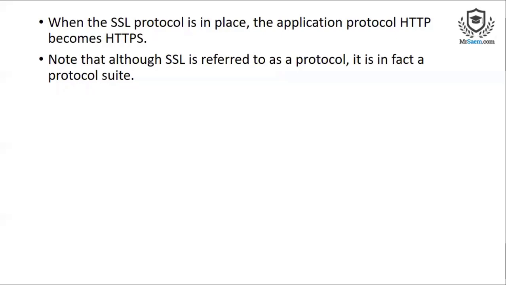If the padlock is closed, it means that the communication taking place from your computer to the web server is going through a secure layer. This is how you can recognize SSL in your web browser. You might have seen that padlock at the very footer of your browser. This is what it means. When the SSL protocol is in place, the application protocol HTTP becomes HTTPS. So obviously, if you have SSL protocol in place, you will be saying HTTPS.